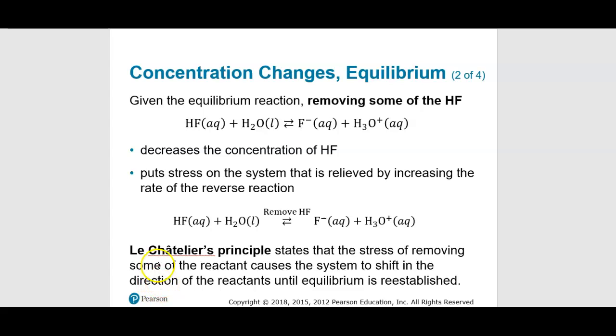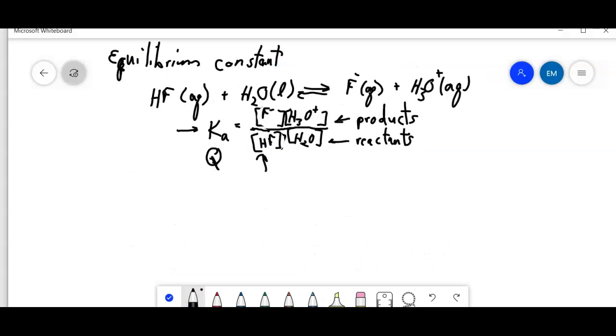It's going to go in the other direction. Okay, let's look at this. Let's go back to this. Now, if you remove some of the hydrogen fluoride, you make this smaller. Okay, remove. You're at Ka and you remove some hydrogen fluoride. Well, Q gets bigger than K sub A. So what are you going to do? You're going to go from products to reactants. That's the way equilibrium works.